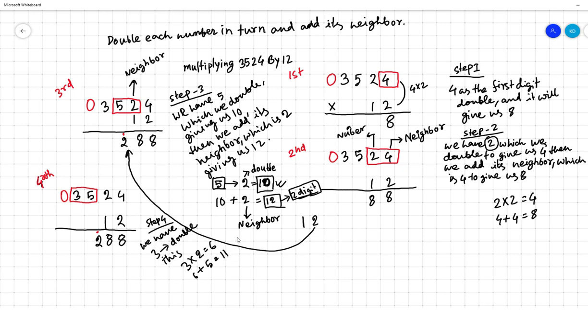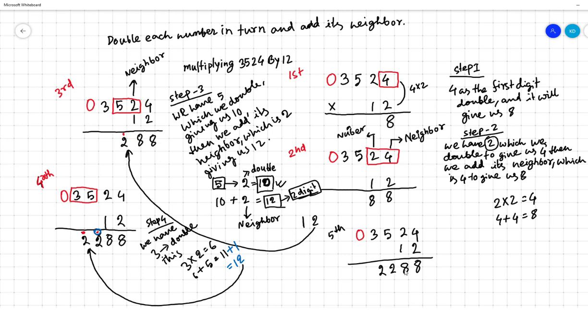Now carry 1. This 1 should be added to this 11. So here is a carry, and you can clearly understand this should be 12. So put this 2 here, and because this is a 2-digit number, carry 1. So always put the unit digit and carry the tens digit. Okay, so this is the 5th step and this is the last step.